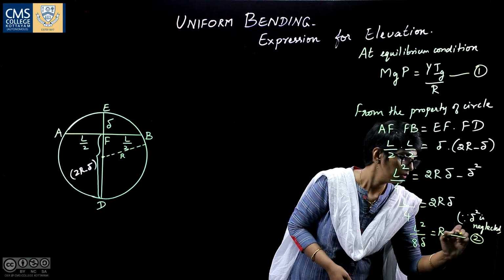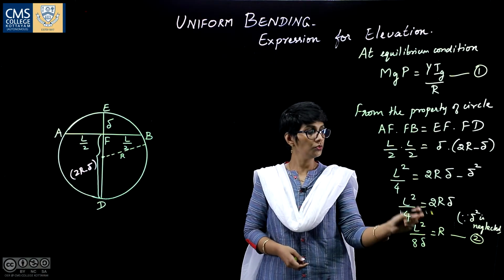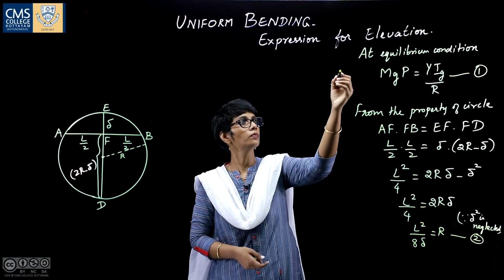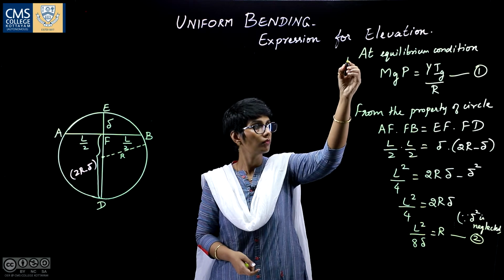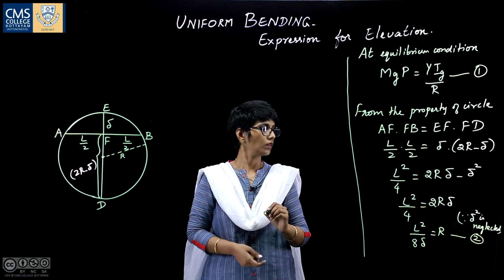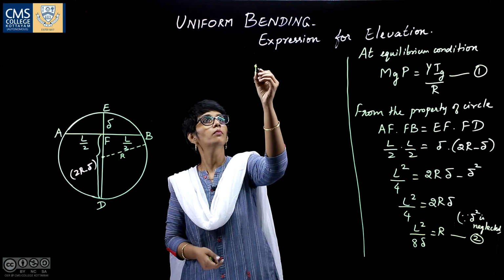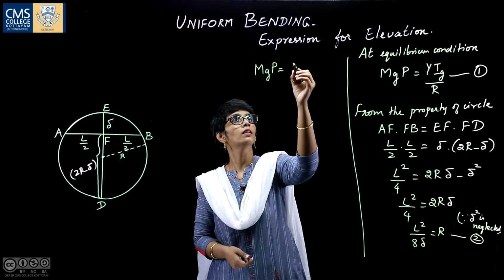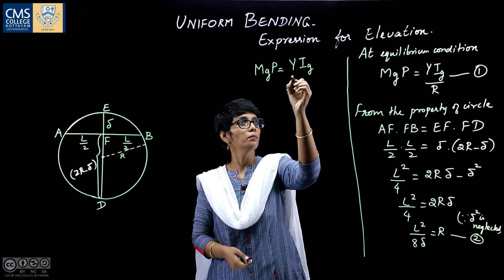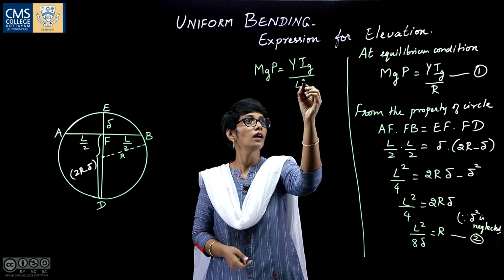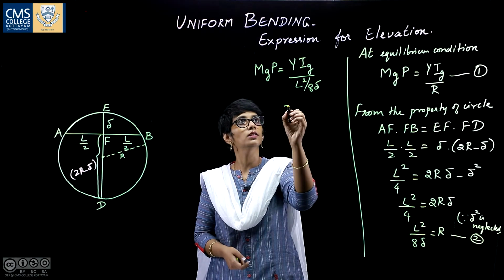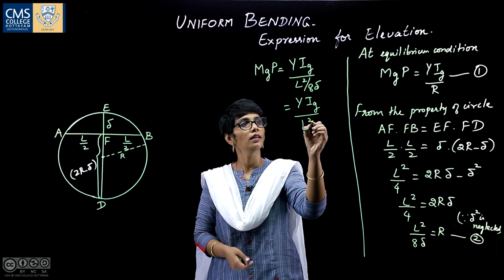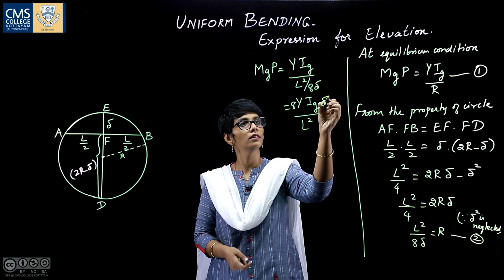This is equation number 2. Substituting second in first, we get mgp equal to YIg by L square by 8 delta, which is equal to YIg into 8 delta by L square.